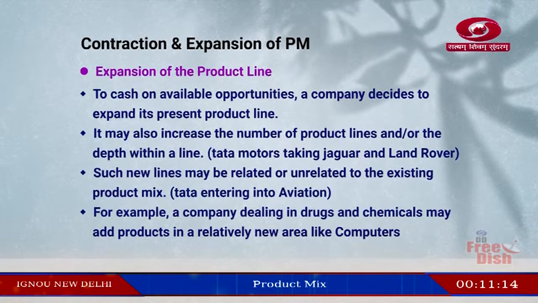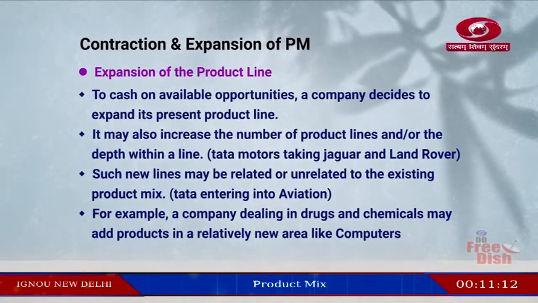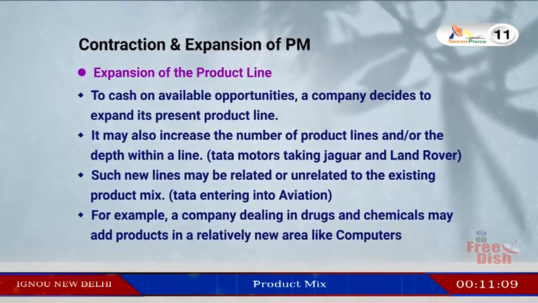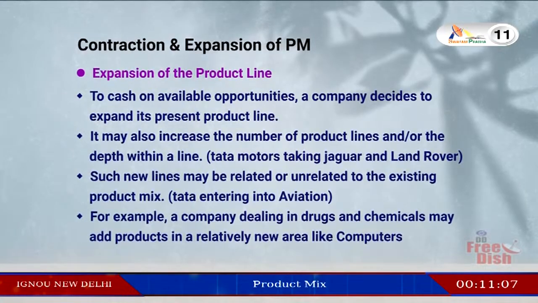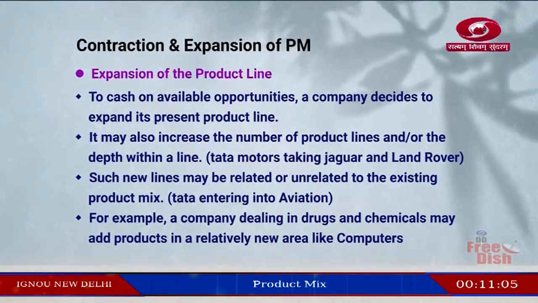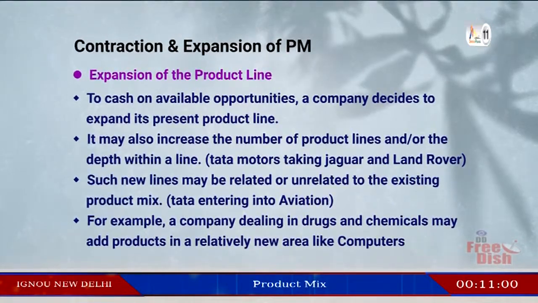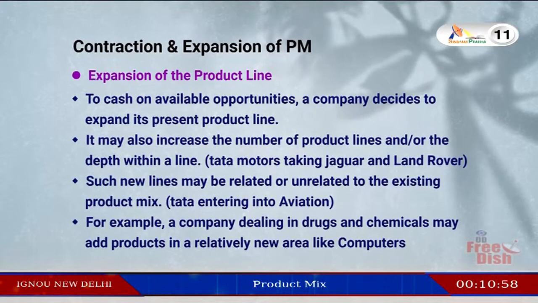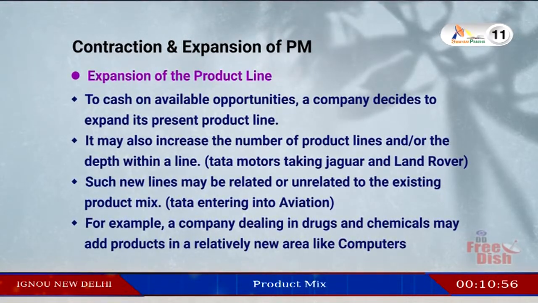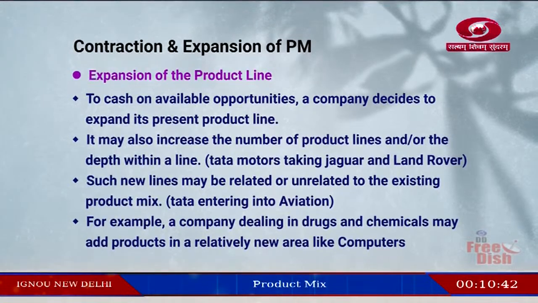So if you are adding another product in your product line, that becomes expansion of product line. But if you are adding a whole new product line to your product mix, then it becomes expansion of product mix. For example, suppose a company is dealing in drugs and chemicals and now it wants to go to a completely new area. Say, for example, it wants to deal with computers now. So this will be expansion of product mix.